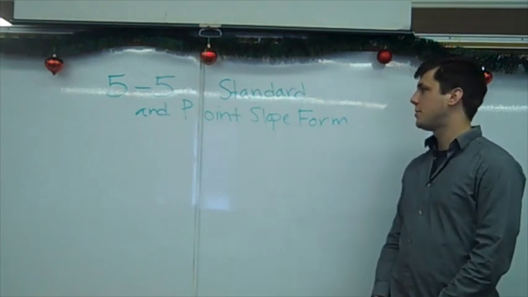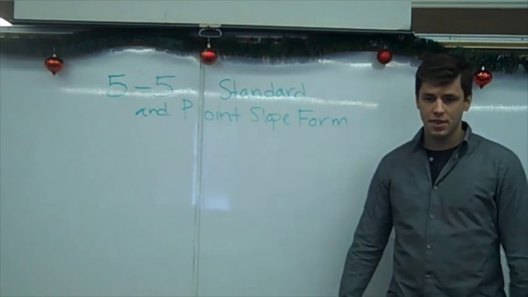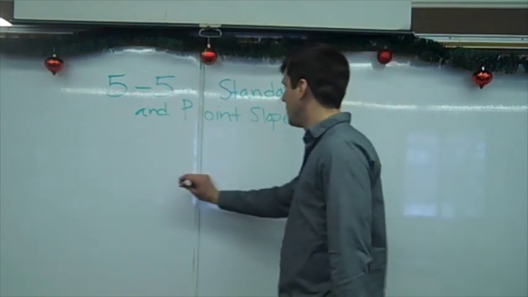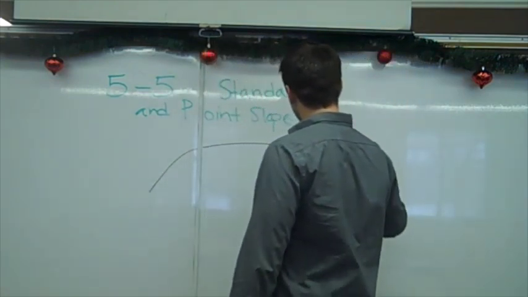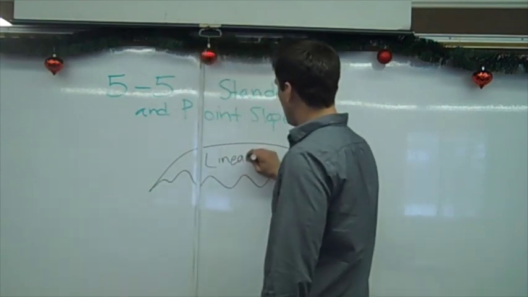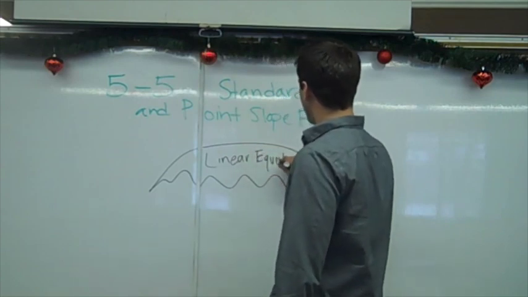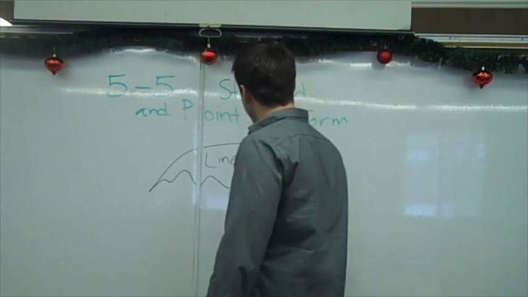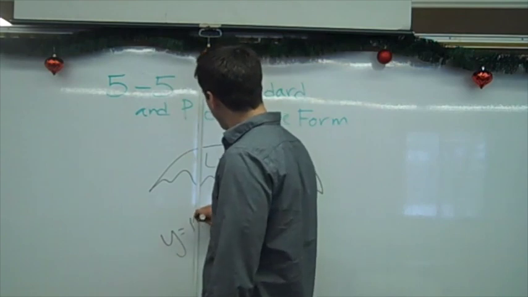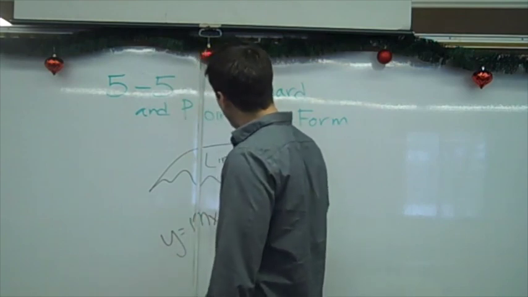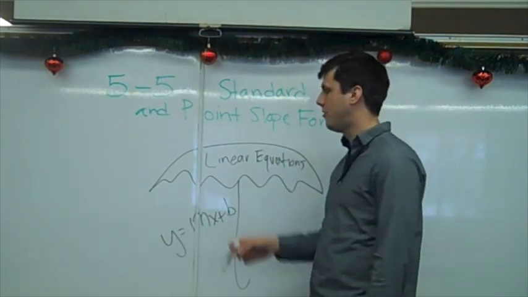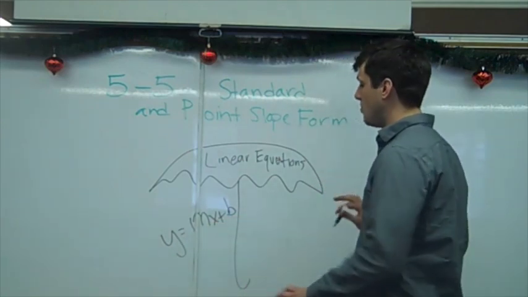Today's lesson is going to be on chapter 5-5, which is standard and point slope form. To continue our umbrella analogy from the last lesson, if we have an umbrella and that umbrella is linear equations, one of those linear equations is something that we've learned about. That's y equals mx plus b, and that is your slope-intercept form. That one we covered in the last chapter, and that's the one we've been dealing with a lot.